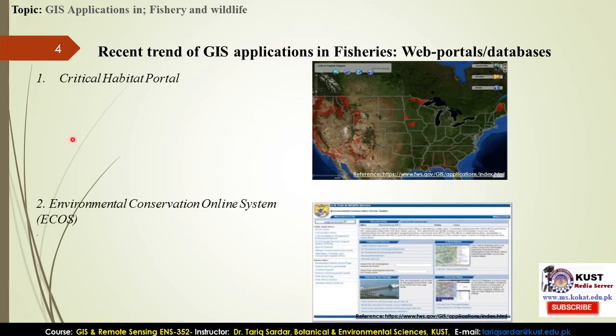You can start and browse for the US Fish and Wildlife Service online portal. That's the critical habitat portal. It's a land service actually for information regarding threatened and endangered species. That's why it's called the critical habitat portal.